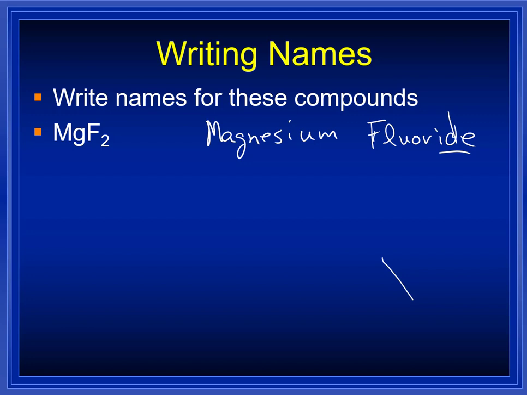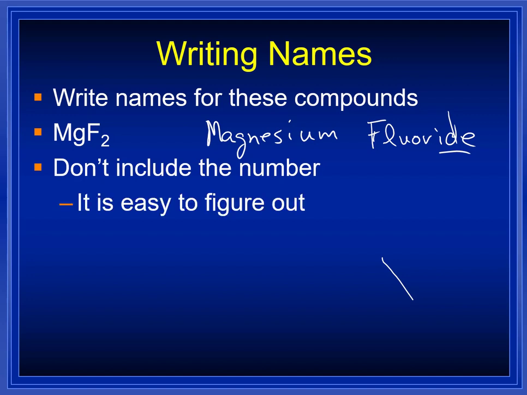What about the 2? Nope. We don't include the number. Because chemists are lazy. They want to give you the bare information so that everybody gets the same answer. And it's easy to figure out.